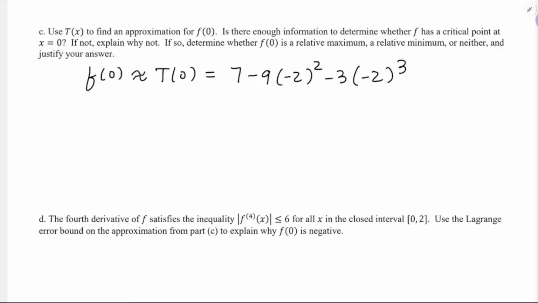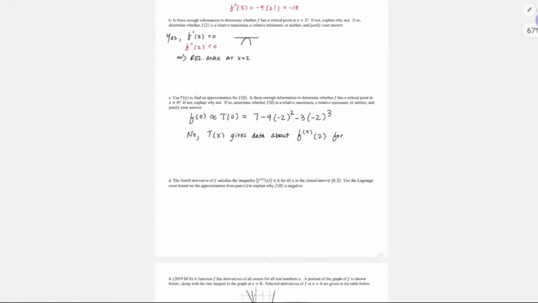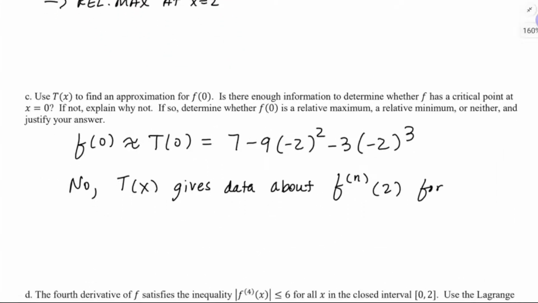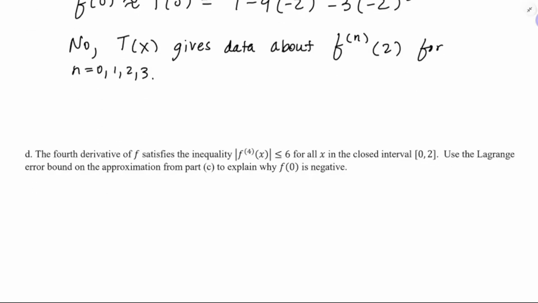I don't love this question because I know that y'all recognize that there are higher levels of math out there and you don't know exactly what you don't know at this point. But I'm telling you, you do not have enough information to determine anything for sure about f besides at the centering point based on the Taylor polynomial. If not, explain why not. No, T of x gives data about f's nth derivative at 2 for n between 0 and 3. Okay, that would be my reason.